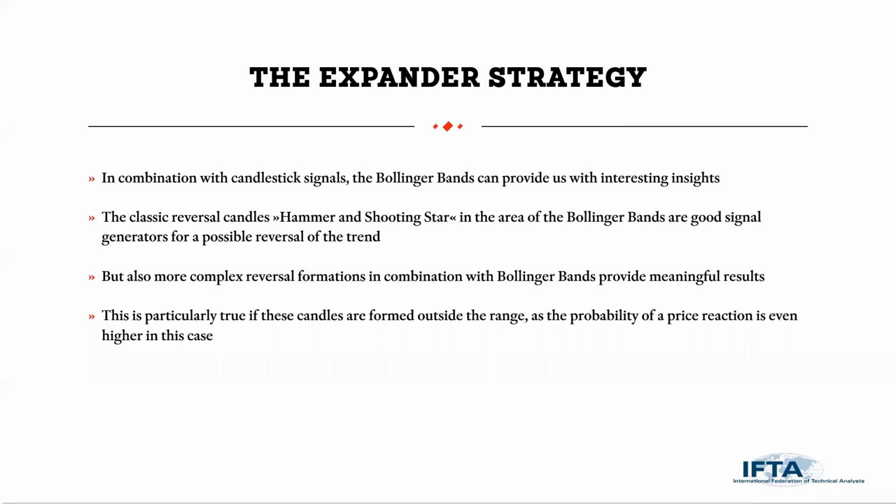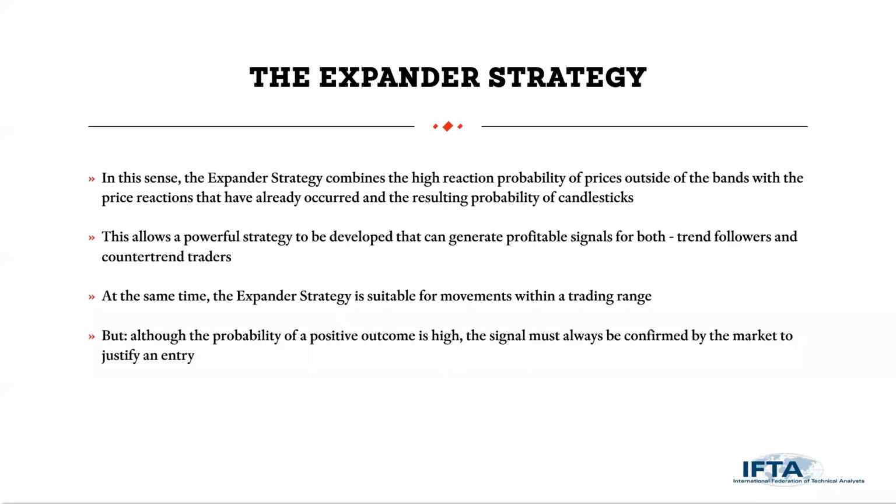And this is what we can bring together with the knowledge of candlesticks and also with the knowledge of the Bollinger Band. So this is really the combination of a high reaction probability of the prices outside of the bands, 10% or less, and the price reactions that have already occurred. So we see that traders have already done what we are waiting for. We were waiting for a reversal because we know, okay, if the price is outside of the bands, chances are high that price will reverse. And now you see with the candles that they are already doing it. So we have double high probabilities, right?